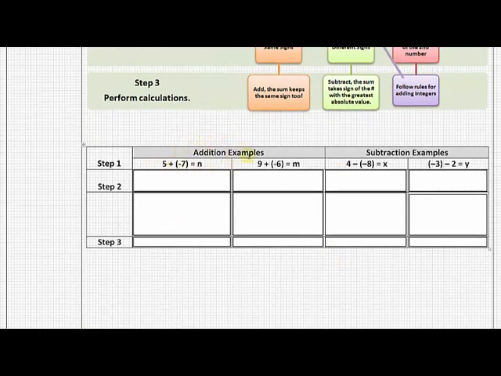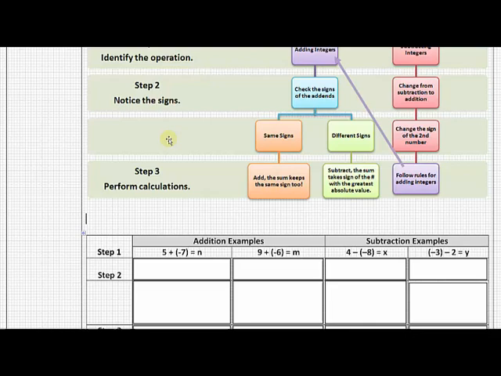So we have addition examples here, laid out with the same 3 steps from up here. Step 1 is identifying the operation, and that's already been done for you. I have 2 examples that I'm identifying as addition, and 2 examples I'm identifying for you as subtraction. So let's take it one step at a time. In this first problem, we are given 5 plus negative 7 equals n. So it is an addition problem.